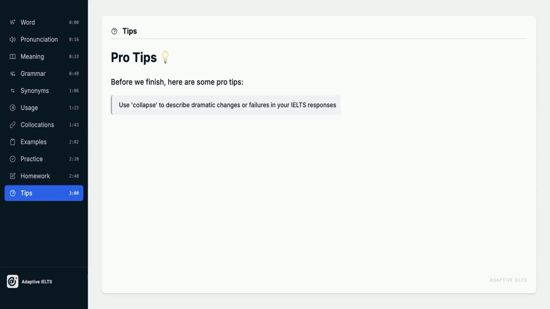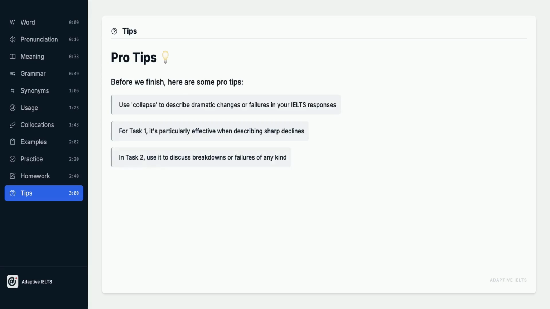Before we finish, here are some pro tips. Use collapse to describe dramatic changes or failures in your IELTS responses. For Task 1, it's particularly effective when describing sharp declines. In Task 2, use it to discuss breakdowns or failures of any kind.